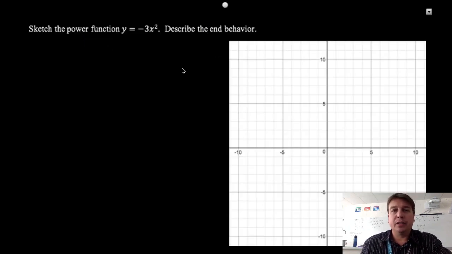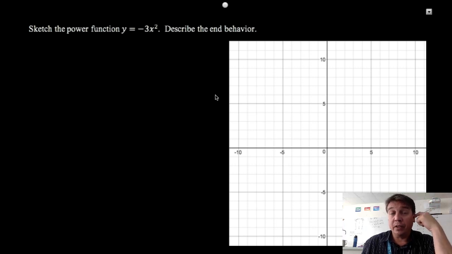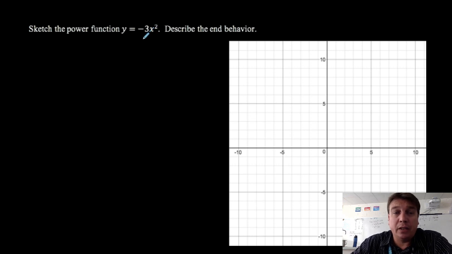So getting started, here's our first example. It's to sketch the power function y equals negative 3x squared, and then describe the end behavior. First off, let's talk about what these different parts mean. This just looks like the first term of any quadratic function.